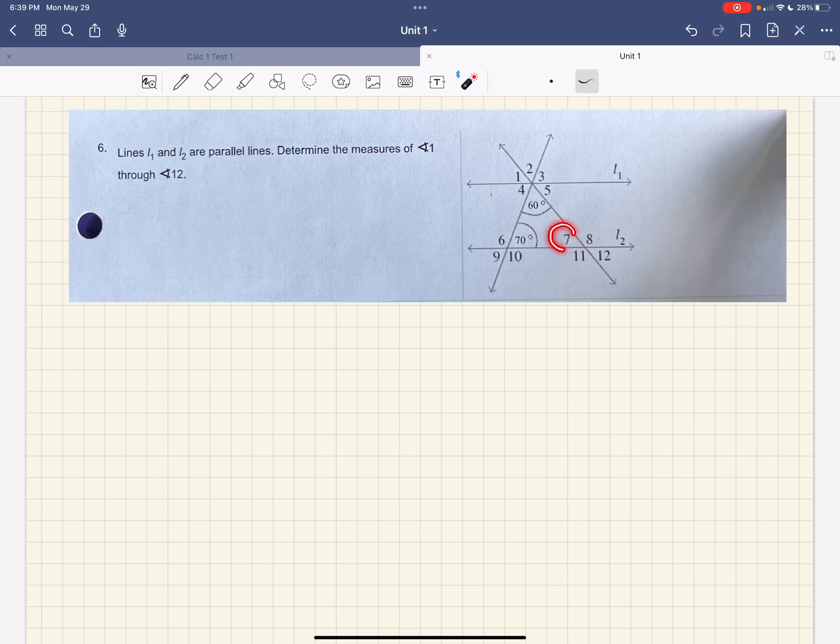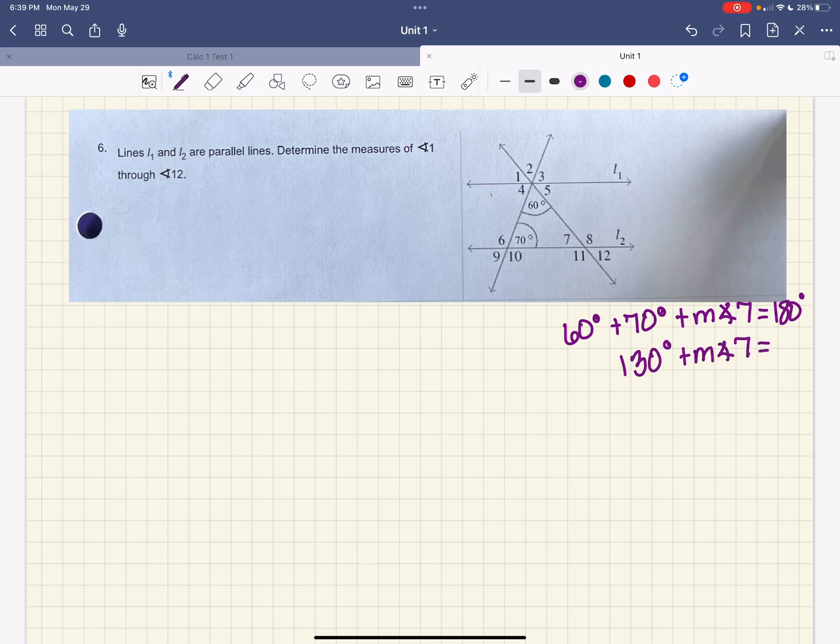The reason we can find the measurement of this is because we have a triangle, and the measure of the degrees in a triangle is going to be 180 degrees. So I'm going to have 60 degrees plus 70 degrees plus the measurement of angle 7. That is going to give me 180 degrees. So 60 plus 70 is 130 degrees, and the measurement of angle 7 is going to be 50 degrees. I'm just going to subtract that 130 from both sides, and I get 50 degrees. So the measurement of angle 7 is 50 degrees.